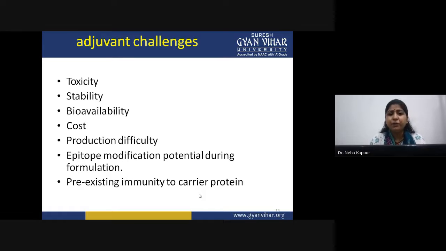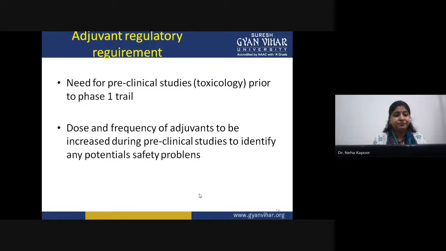Then fourth is epitope modification potential during formulation. The adjuvant shall not be of such type that while we are preparing the vaccine formulation, it is able to affect the vaccine material, that it is able to modify the epitope or modify the antigen. So that is a major challenge. Then is pre-existing immunity to carrier protein. Is there any report of pre-existing immunity towards the carrier protein that we are using?